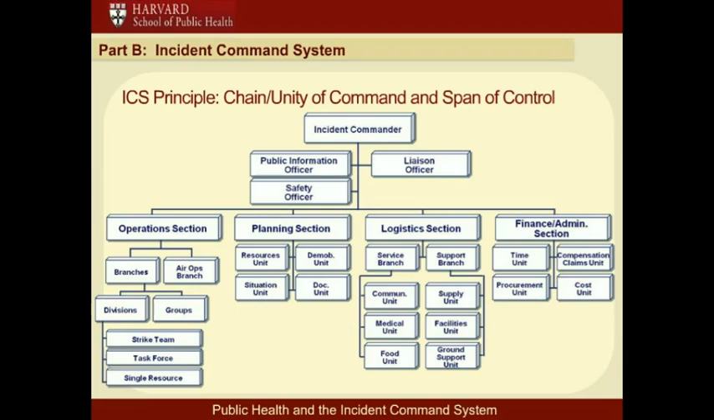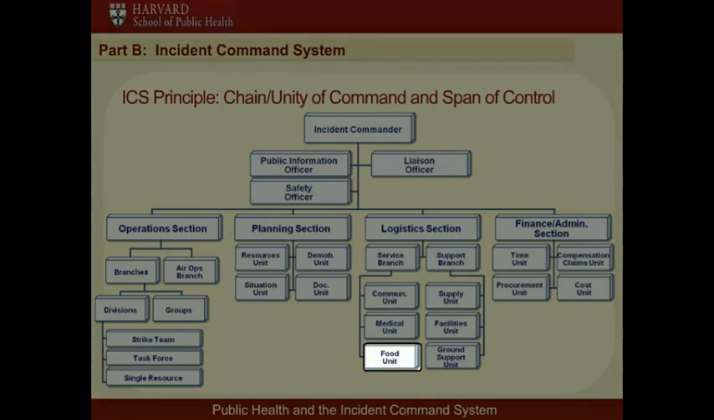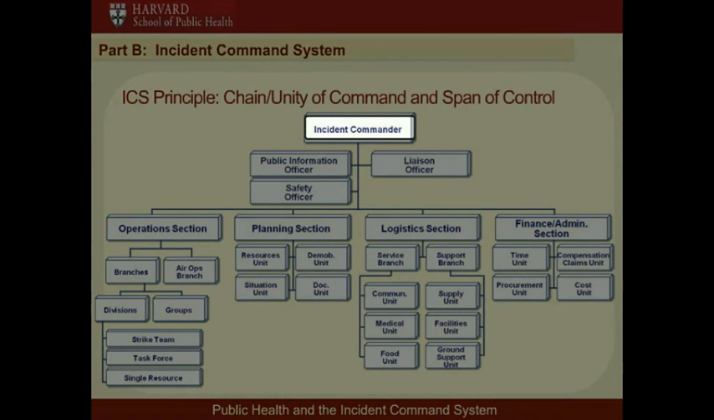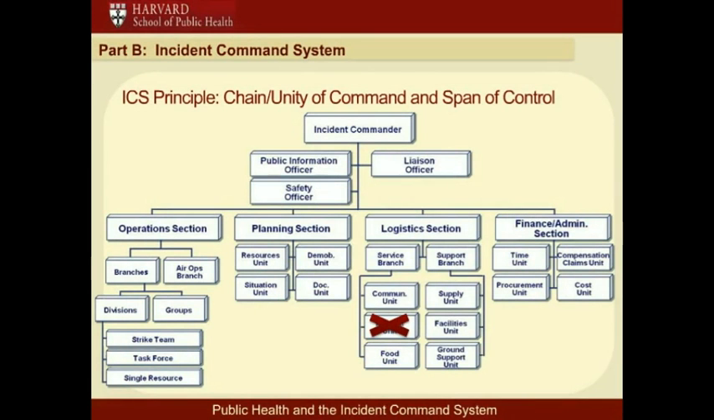So you can see moving from the food unit under the logistics section, they report to the service branch, who reports to the logistics section, who reports to the incident commander. It's a simple chain to follow. Unity of command is part of the chain of command in the fact that under a unity of command, you receive orders from one person. So that person gives you a set of orders. When you have progress to report, you report back to that same individual, not to a person above that person, not to a person below you, not to a person laterally across the chart.